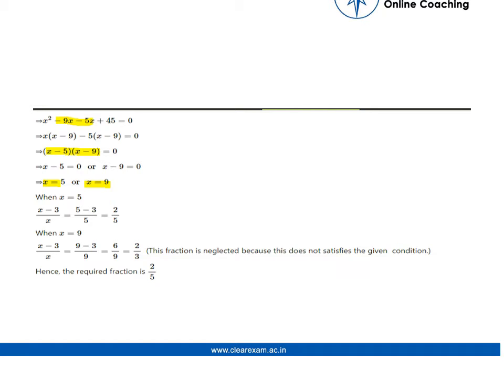Now placing the value of x equals 5 in the equation, x minus 3 upon x, we will get the fraction 2 by 5. When we place x equals 9, we would get the fraction 2 by 3. So when placing x equals 9, this fraction would be neglected because it doesn't satisfy the condition.